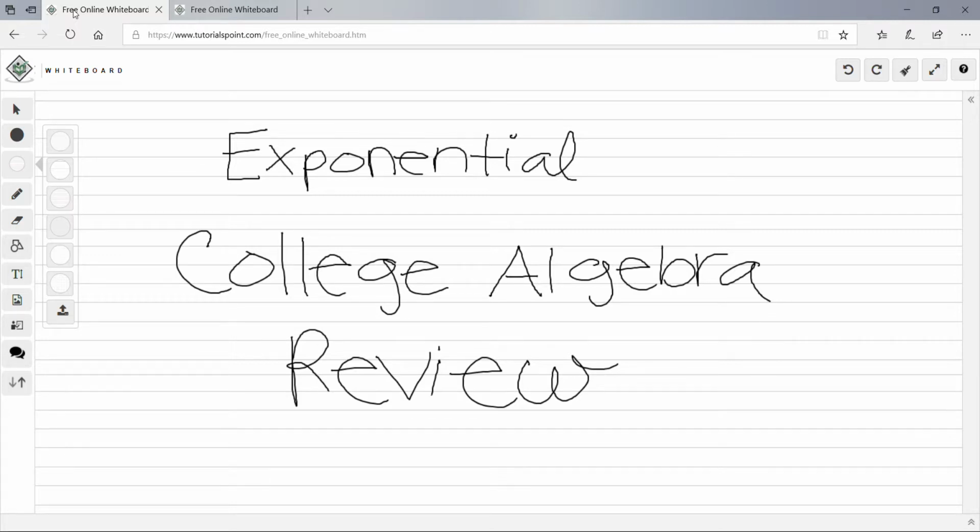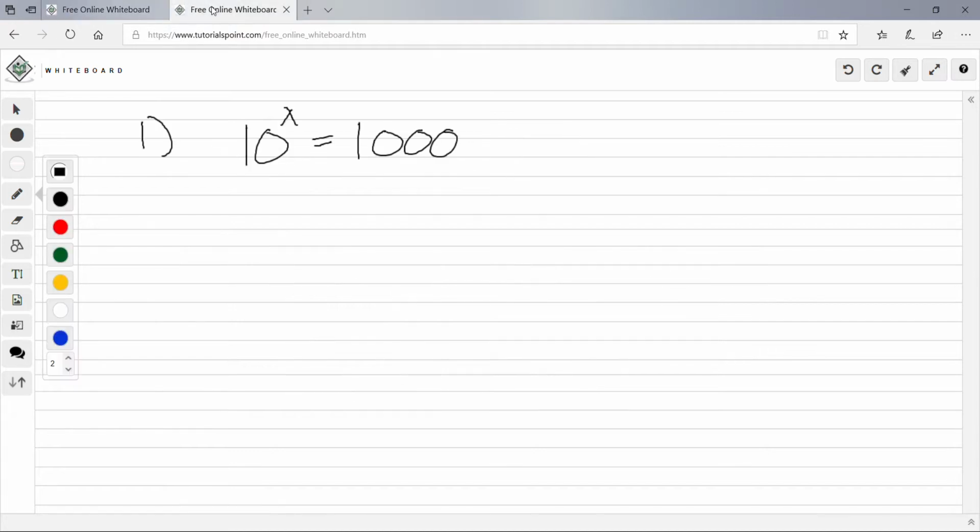Hi, so today we're going to learn about exponentials, and this is under college algebra review. So the first problem says we have 10 to the x equals 1000. This is a typical exponential form, like 5 to the x, e to the x. Our goal is to solve for x, right? We've got to figure out what x is.